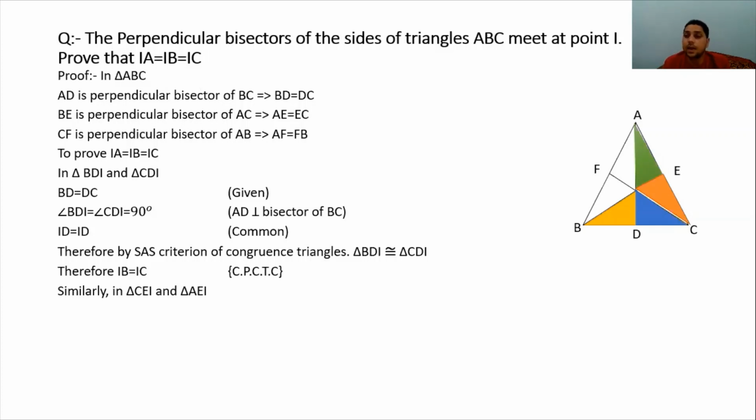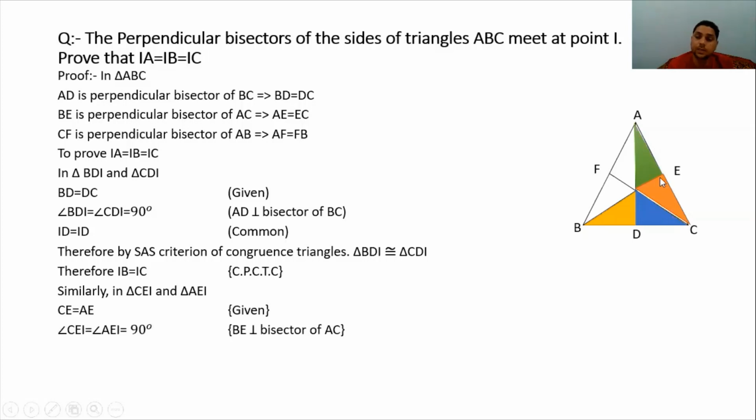Triangle CEI and triangle AEI here. Again, we have CE is equal to AE, since IE is the perpendicular bisector. So EC is equal to AE here. This is the first condition that we already have.